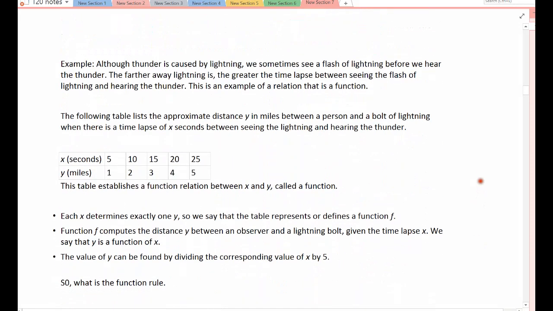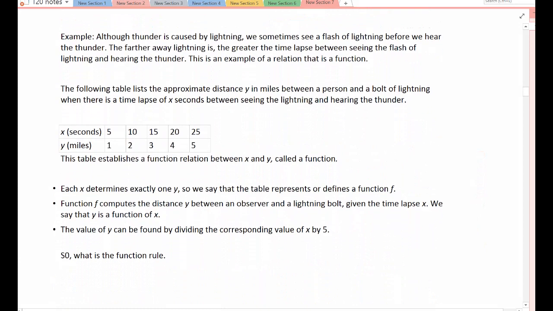So an application example to look at the relationship, using a table. Lightning, right? If you've been out during a storm, you should notice that when lightning flashes, it's followed by thunder. Now, they actually happen at the same time. The lightning causes the thunder. But because light travels faster, you see the lightning before you hear the thunder.